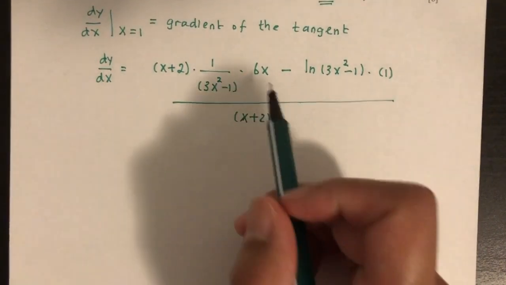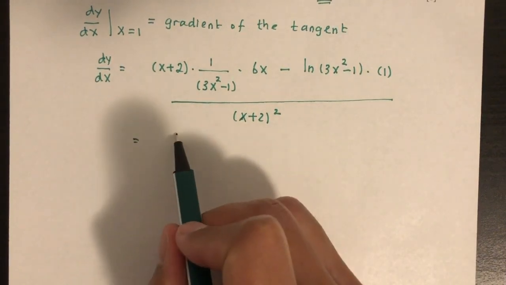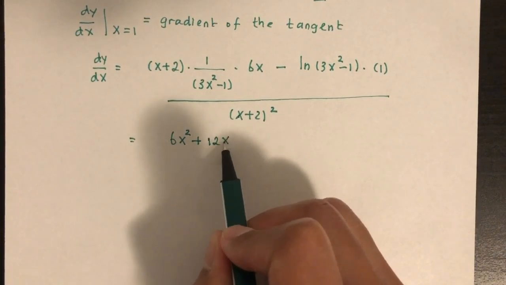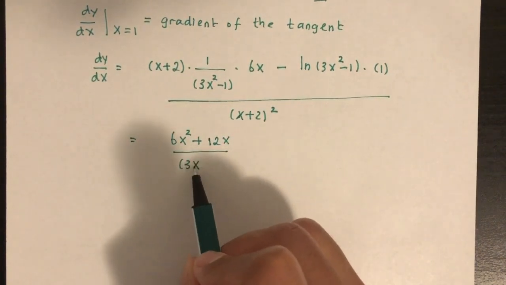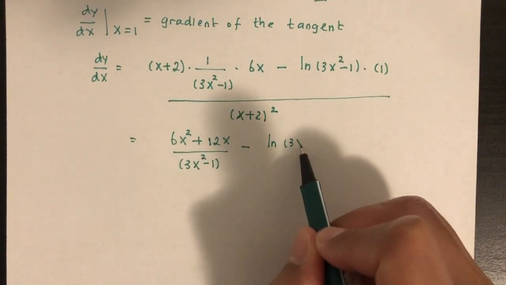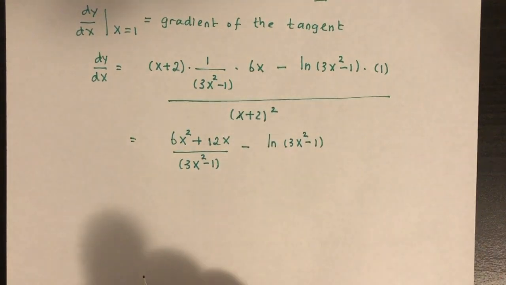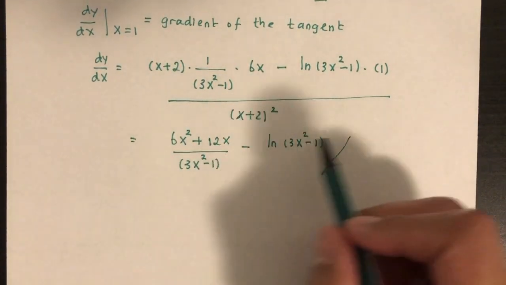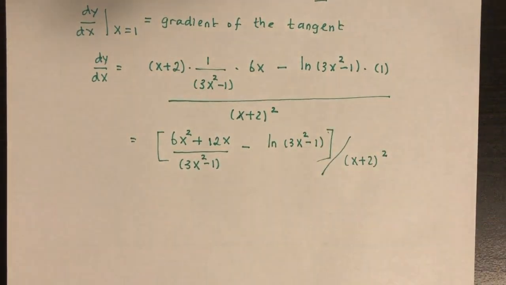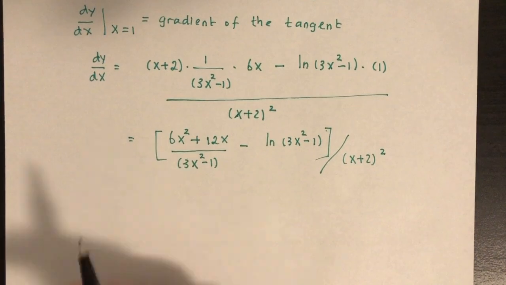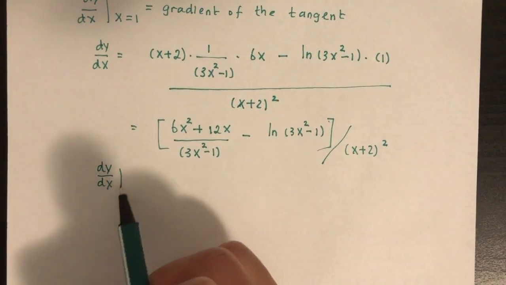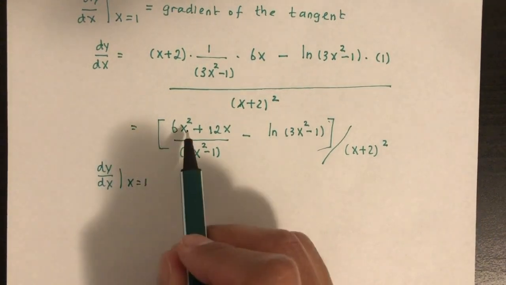So on top we have 6x squared plus 12x over 3x squared minus 1. Then we have minus ln 3x squared minus 1. So all this divided by x plus 2 squared. We don't need to simplify more if you do not want to, because we just have to find the value of dy by dx at x equal to 1. So we replace the value of x in this equation.